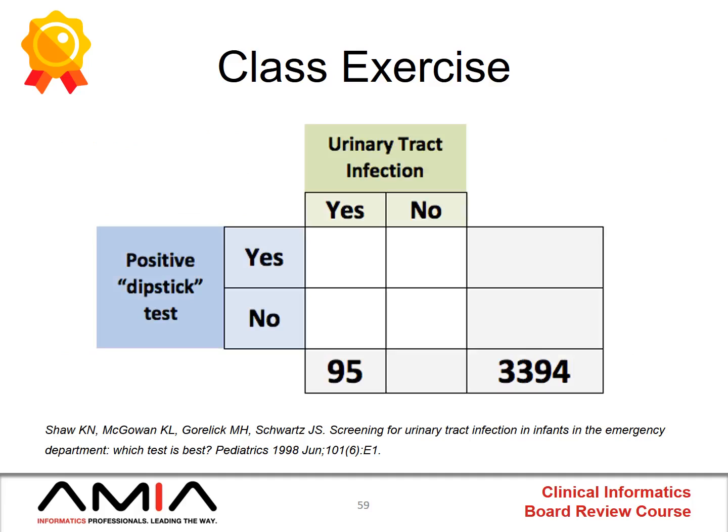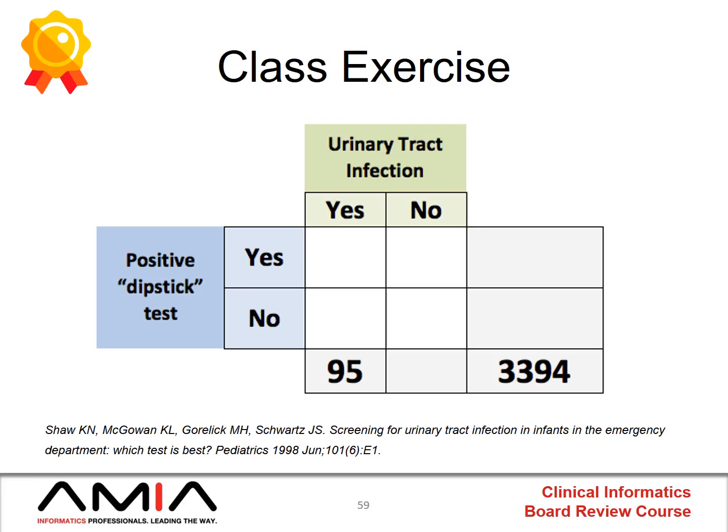The first thing I would do if I were taking the boards and I was confronted with that question is I would draw my 2x2 table and I would start to fill in the numbers that I know. So again, disease state on the top, test results on the left, yes is in the same corner, or positive is in the same corner. I know there's 3,394 in the entire population. I know that 95 of them were documented to have a urinary tract infection according to culture by the gold standard of a urine culture.